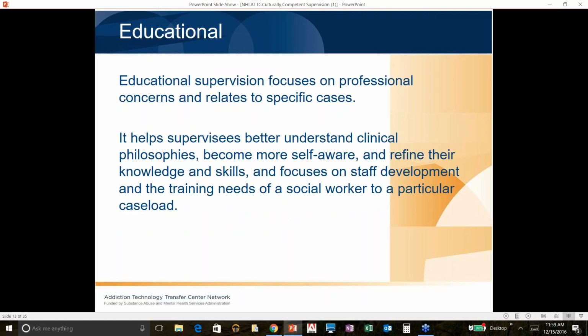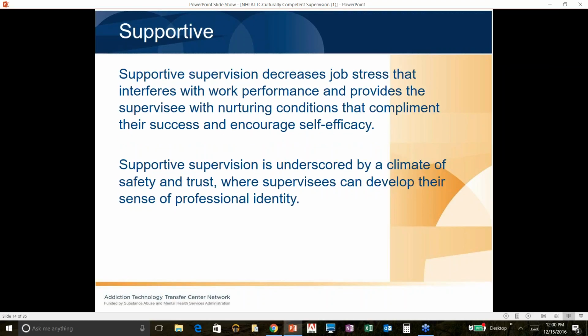So talking about educational supervision, it focuses on professional concerns as it relates to specific cases. Often with educational, the goal is to understand the client better, become more aware of reactions to the client, understand the dynamics of how they and the client interact, look at how they intervened, the results of their intervention, and explore other ways of working with this and similar client situations. So this often involves that teaching point. This happens to be one of my favorites as an instructor. I love this part of supervision, that exploratory, hey, let me get you some more knowledge, this is really cool, let me tell you about this. Sometimes, I know this is my bias personally.